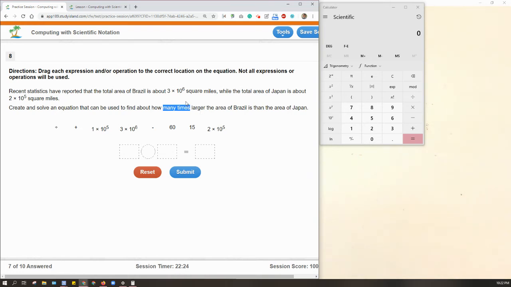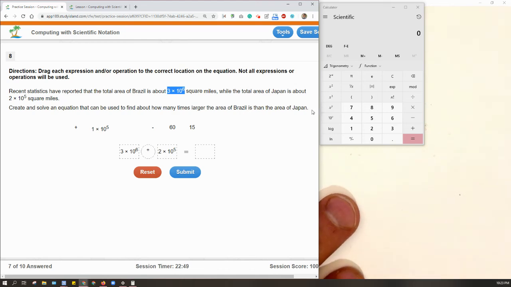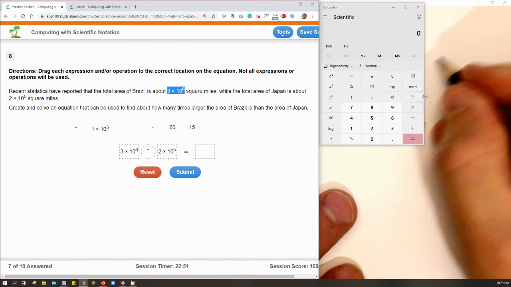So let's go ahead and do this. We're going to take the amount that Brazil is, which is 3 times 10 to the 6th, and we're going to divide, so I'll get the division symbol, by how big Japan is, 2 times 10 to the 5th. And then I'm going to get my answer. So just like when you multiply two numbers in scientific notation, there's a shortcut. I'm going to go ahead and show you that shortcut. What is 3 times 10 to the 6th divided by 2 times 10 to the 5th? Let me go ahead and write it down.